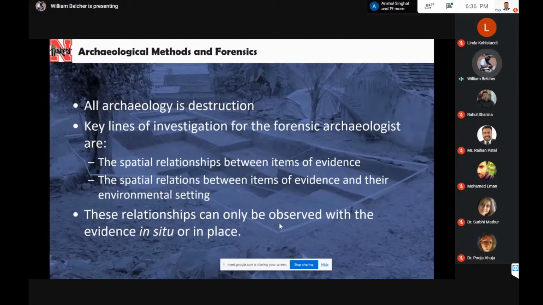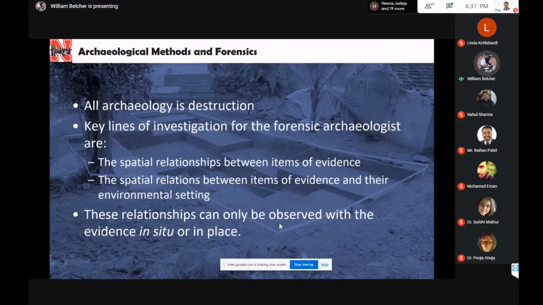And so because archaeology is inherently destructive, just like a crime scene investigation where we begin to remove things, the reconstruction becomes the evidence. So our notes, our photographs, our maps, our digital imagery, all that becomes part of the evidence. And those are the key lines of investigation. We want to understand the spatial relationships between the different types of evidence and understand how these items of evidence are within their environmental setting. So these relationships can only be observed with the evidence in place.